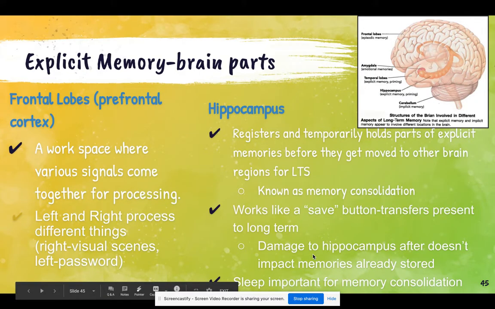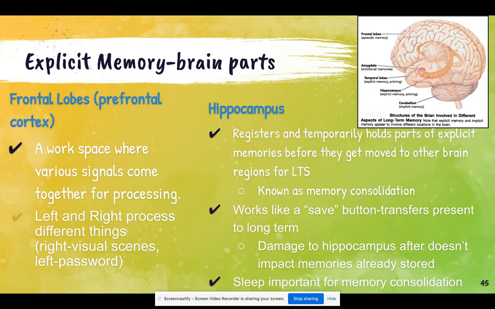So let's dig more into those brain parts. What do we know specifically about the frontal lobes? Here, we're also going to talk about the prefrontal cortex because that's a specific space in the frontal lobe that's set aside as a workspace. So how is the frontal lobe involved in explicit memory? Well, the whole thing is pretty much our workspace. The rest of the brain is sending signals that might be involved in various memories because those signals are all over the brain. And then the frontal lobe is responsible for making sense of them and putting them together.